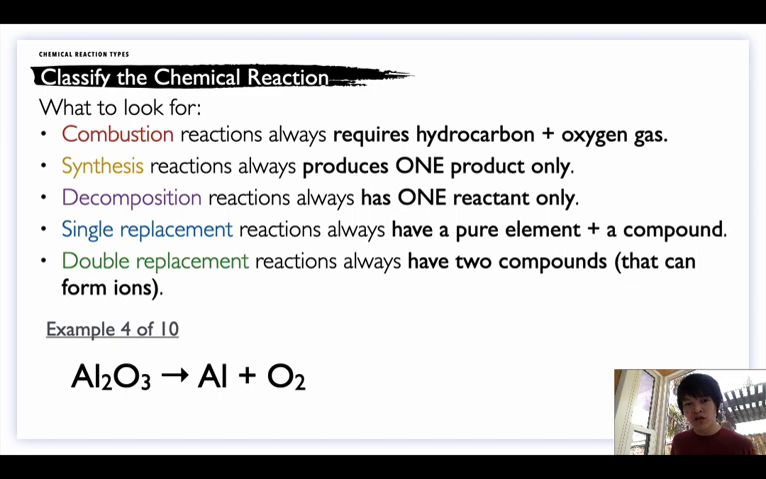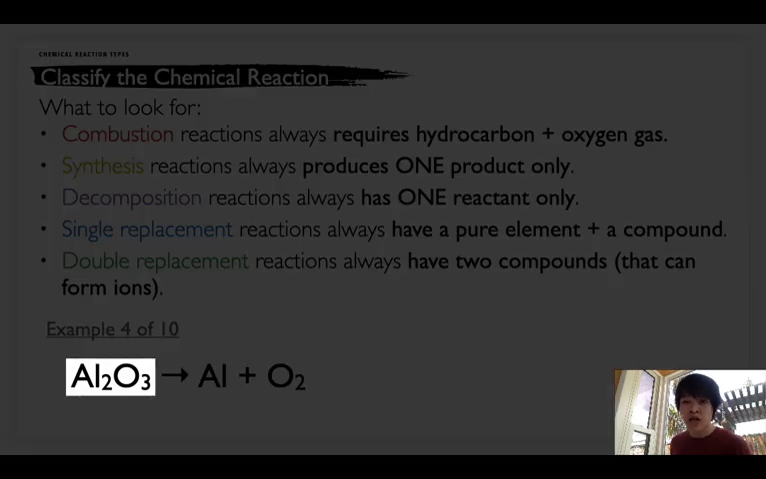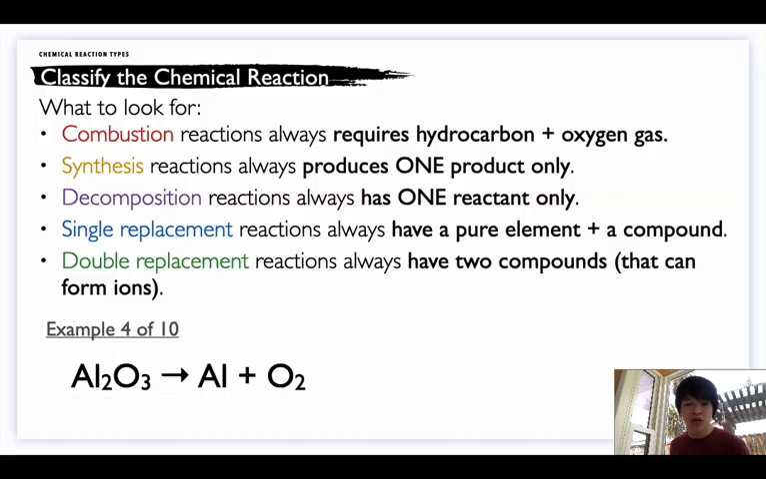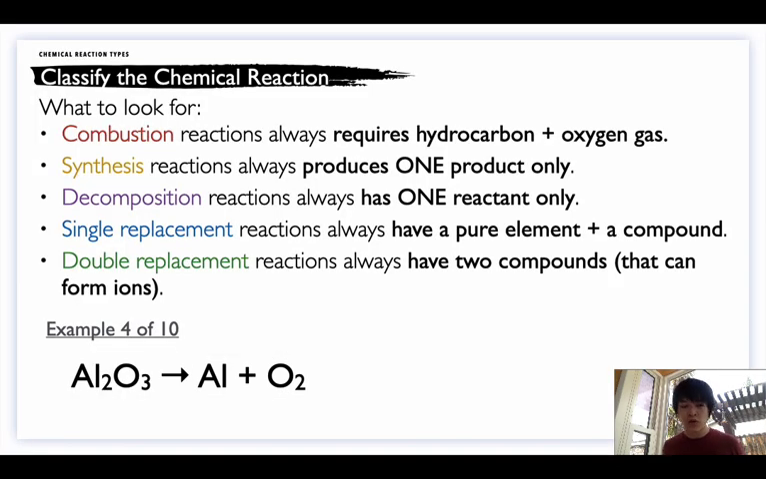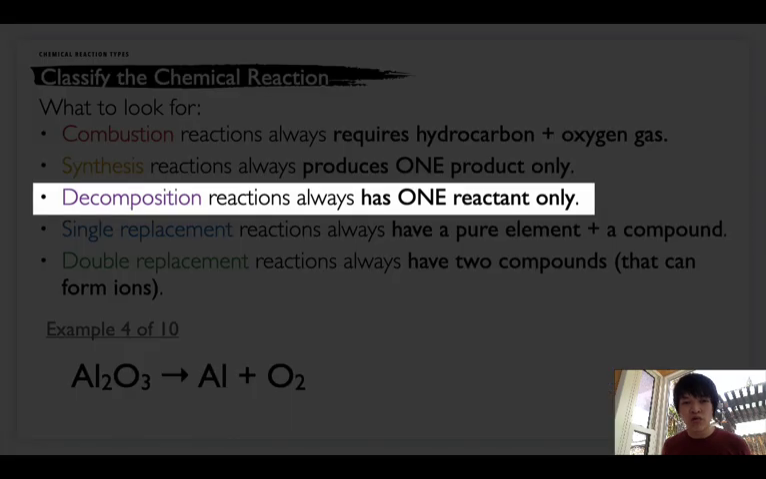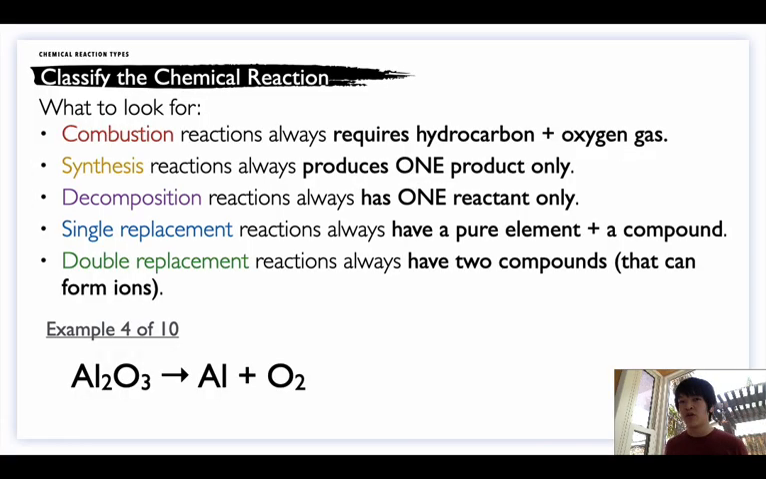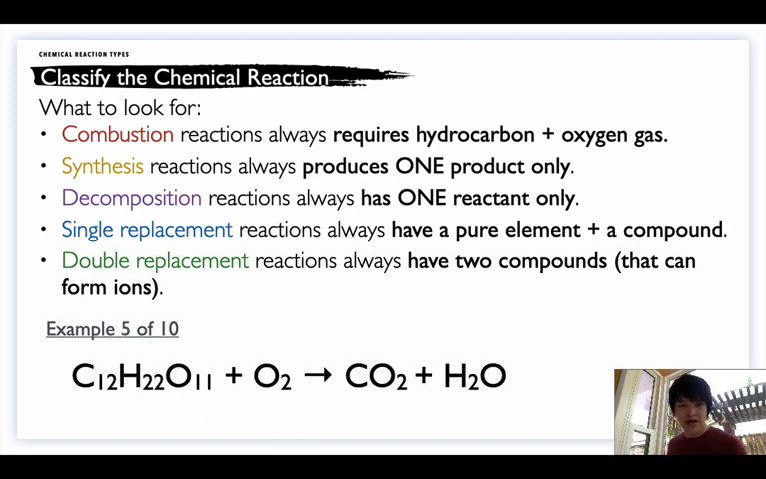On the left-hand side of this example, we've got our reactant aluminum oxide, and this one is producing aluminum and oxygen gas. For this reaction, I am noticing right away that there's only one reactant. You're only starting off with one thing, and it's breaking into two things. So since we're only starting with one reactant, this is automatically a decomposition reaction. All right, we're halfway there.